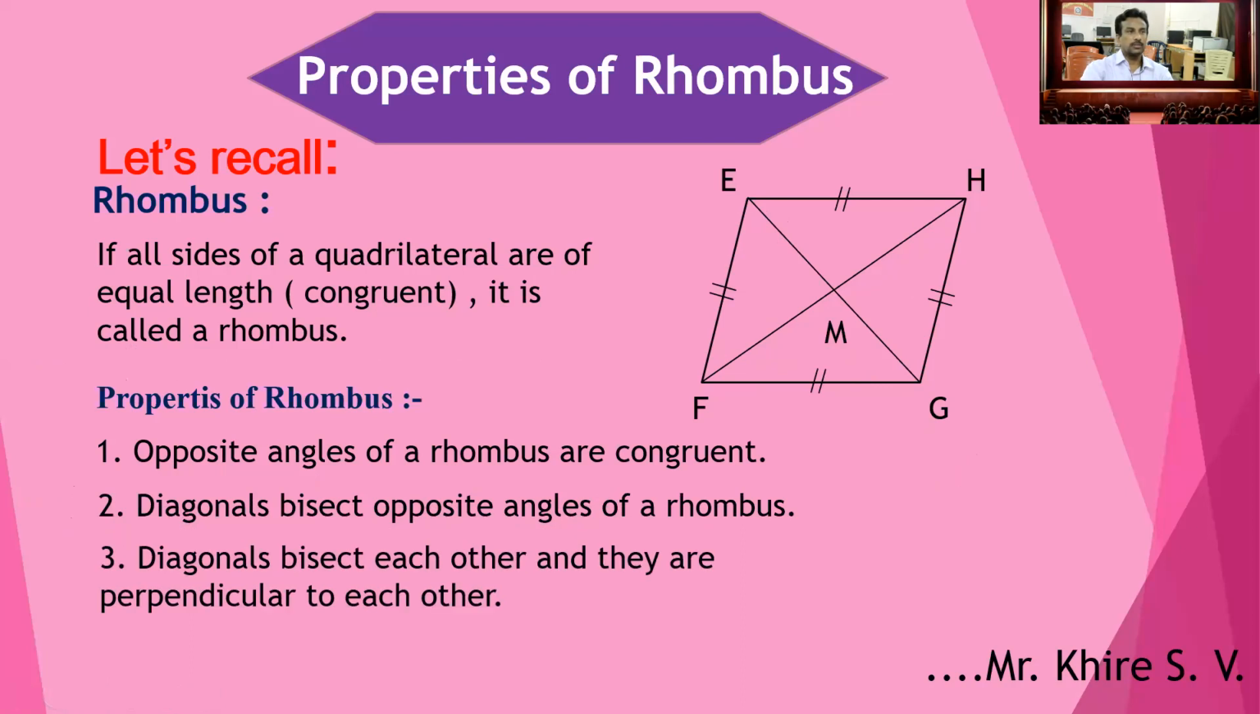Third property of rhombus: diagonals bisect each other and they are perpendicular to each other. Diagonals bisect each other means both diagonals divide each other into equal parts. Perpendicular means they make a right angle or 90-degree angle at the intersection point M. Got it? Okay.